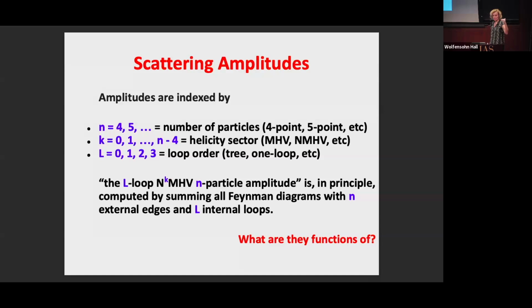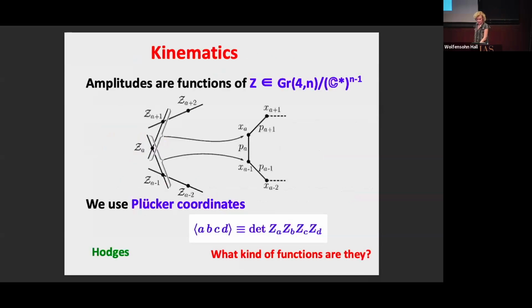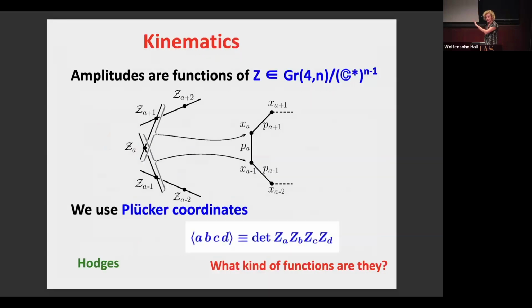I said these amplitudes are functions of certain kinematics. So what is the kinematics? This has already been said. For the purpose of this talk, you're going to think about the amplitudes as functions of z's. There are n of them, and they lie in Gr(4,n) mod C star n minus 1. So the z's are n points in CP3.